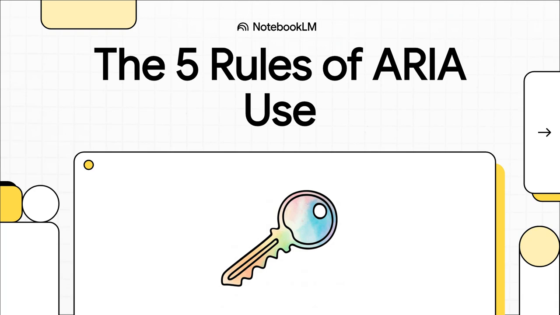All right, let's talk about something that's super important for web accessibility, but also kind of easy to mess up. I'm talking about ARIA. We're going to break down the 5 golden rules that honestly every developer needs to know to get this right. So let's get into it.